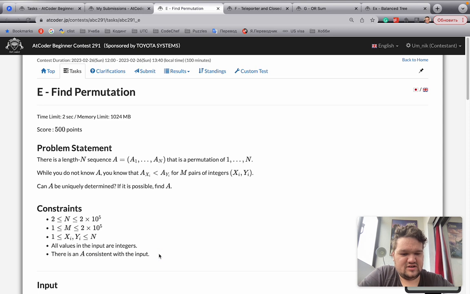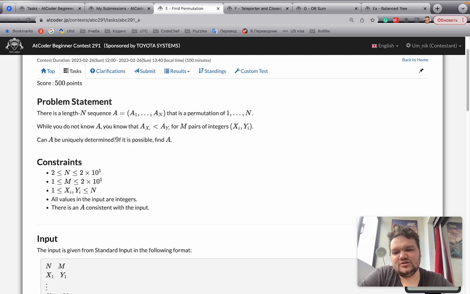Well, that sounds like finding a topological ordering, right? We are given a directed graph. For every such pair, we say that there is an edge from position xi to position yi. That means that in position yi, the number is bigger than in position xi. Such a permutation is literally the topological ordering.